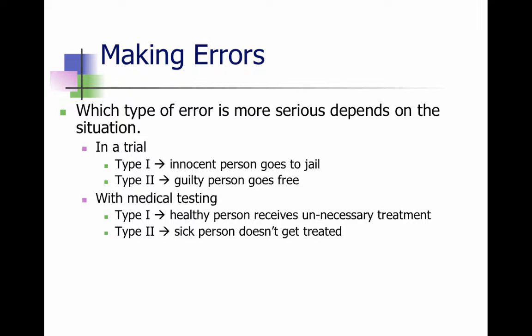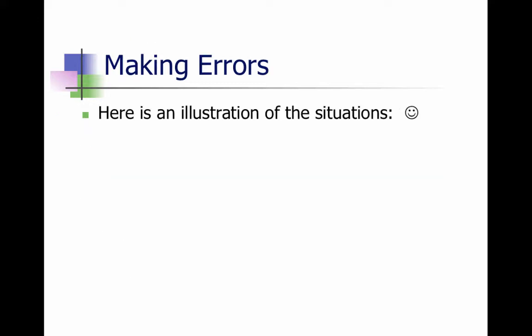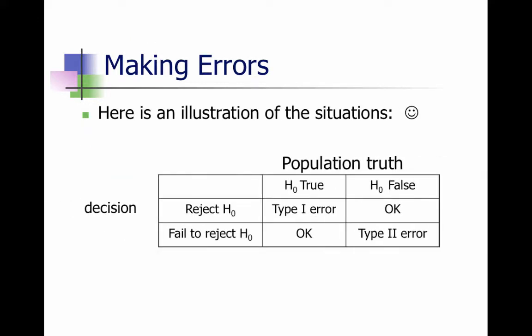A type 2 error is that a sick person doesn't get treated. So again, depending on what you are sick with, may not be so terrible. Again, using cancer as the situation here though, if you have cancer and they say, nope, you don't, the cancer continues to grow inside of your body and you continue to get more and more sick. The error that seems more serious, again, depends on the situation, it depends on the cost, and it depends on your point of view. So here's an illustration of the situations.